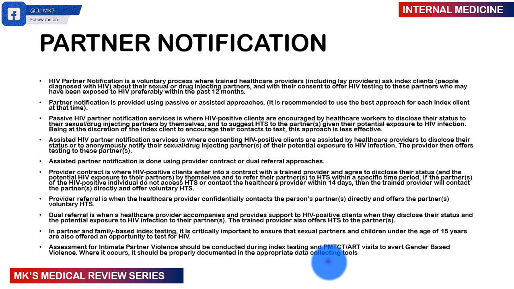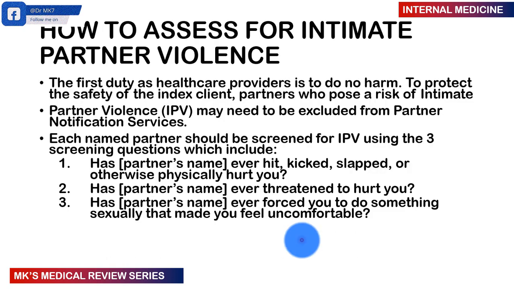Prevention of mother-to-child transmission should be done. Then, of course, gender-based violence, because these things actually do happen. Fights actually do break out with this, because it's a very sensitive topic. Then, of course, how to assess for intimate partner violence.